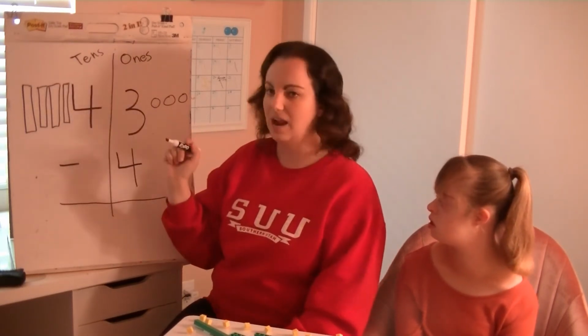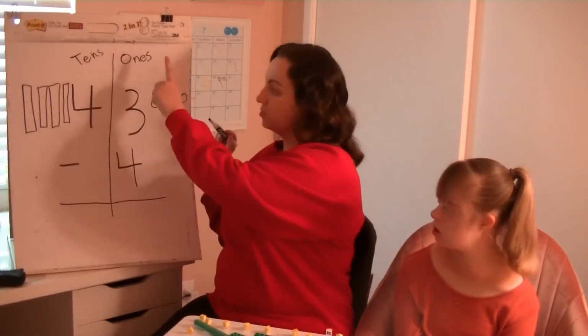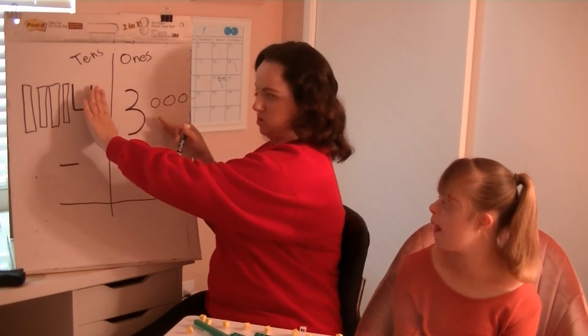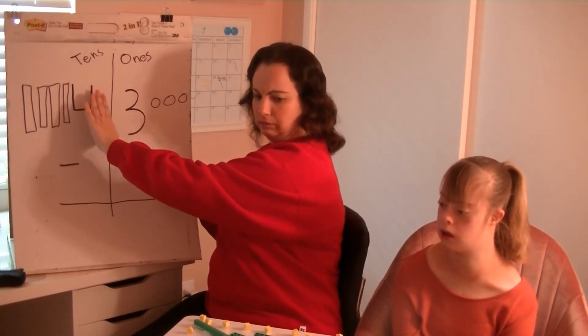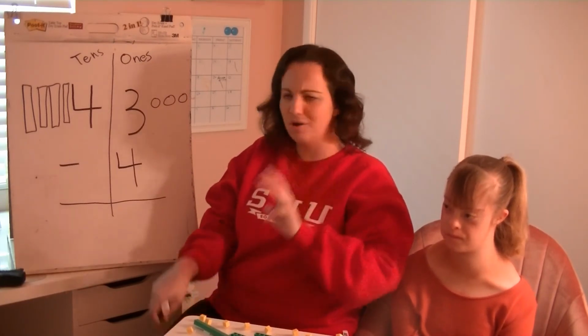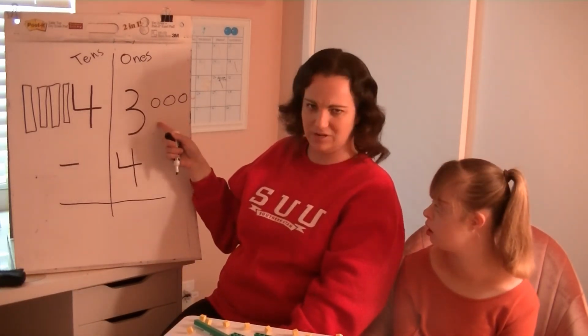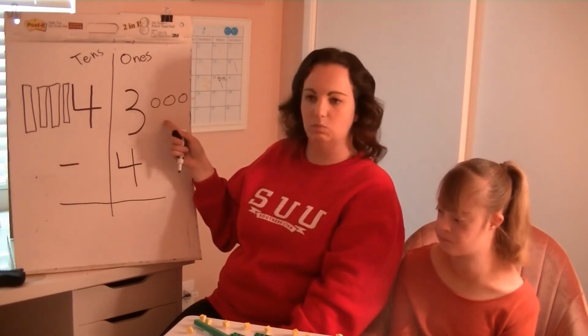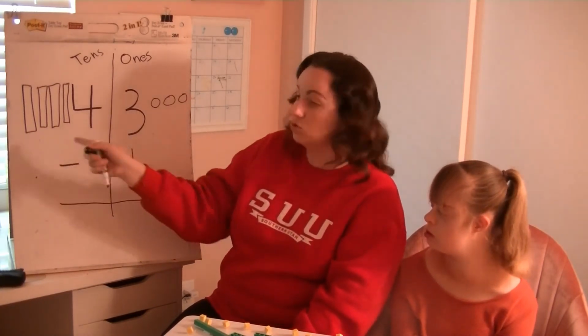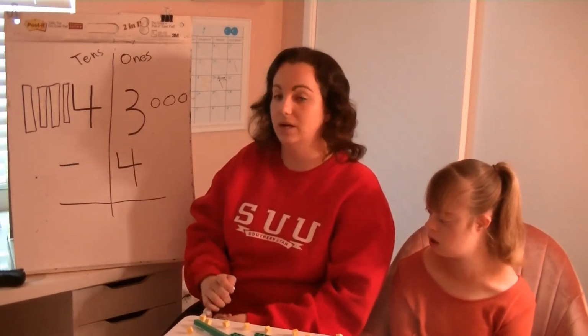Okay. Now let's continue. I'm starting from the 1 side. The 1 side says 3 take away 4. Can I do 3 take away 4? No, 3 is a smaller number. You can't subtract from the smaller number. So I need to go next door to ask to regroup a 10 as some 1s.